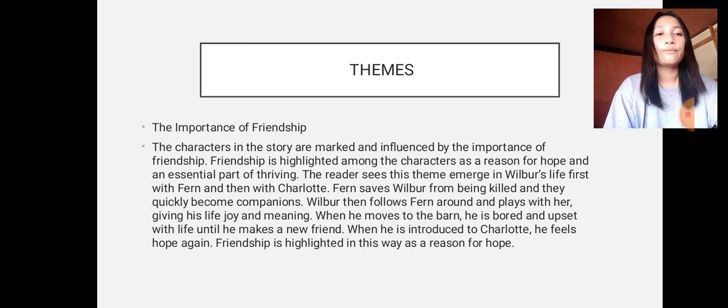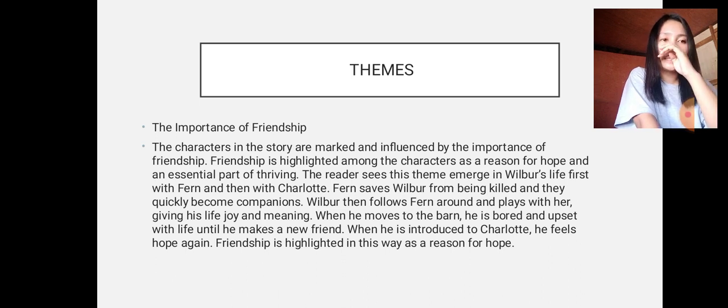So, the importance of friendship. The characters in the story are marked and influenced by the importance of friendship. Friendship is highlighted among the characters as a reason for hope and an essential part of thriving.